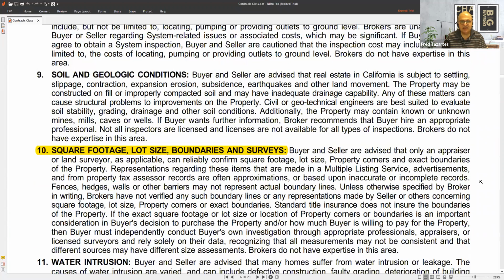Square footage, lot size, boundaries, and surveys. This has become a big issue. You list a property, the tax record shows 2,300 square feet. The buyer says, oh no, it's 2,700 square feet. We don't know what it is. There's actually a form now to be used that states all the different square footages that we know.